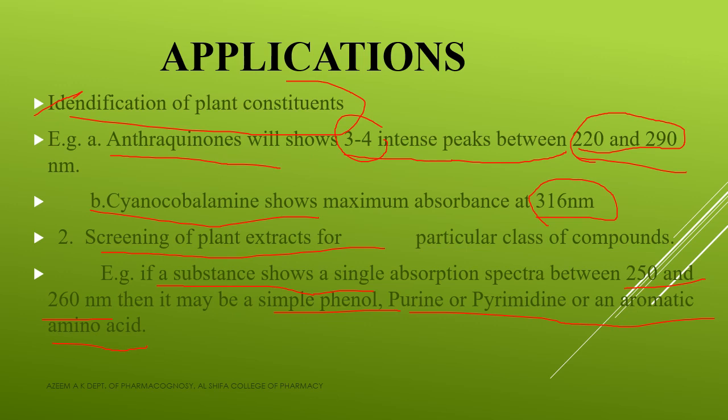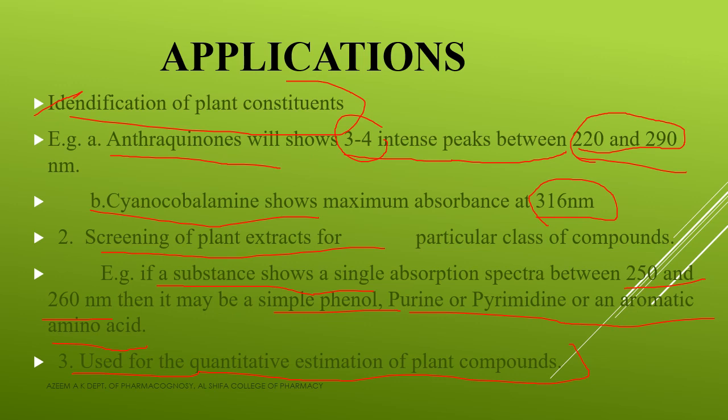So these are the two common applications of UV spectroscopy. Then the third application is its use in the quantitative estimation of plant constituents, that is, the percentage of plant components.